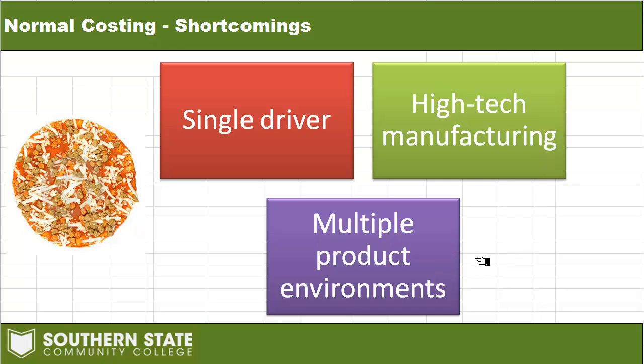The third issue is that we have multiple product environments in most factories now. In the old days, maybe we only made a product or two, but now factories are cranking out a lot of different products, and the more products you have, the harder it becomes to allocate overhead to those products. So normal costing was okay for a period of time, but in today's modern environment, we need something a little bit more detailed. That's where ABC comes in, activity-based costing, and that's what we're going to look at in our next video using the same example.